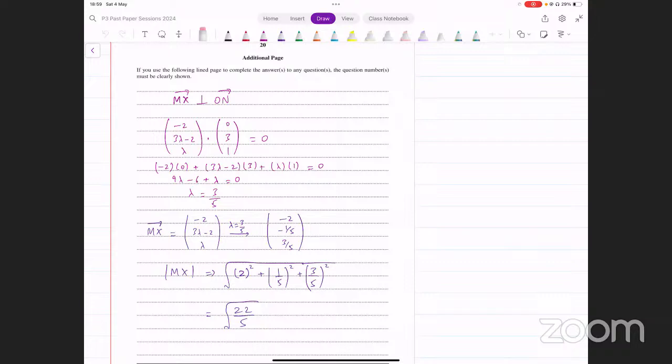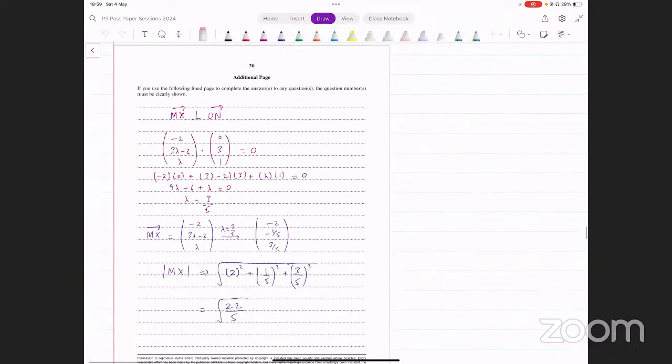Like I posted some polls for the other groups for M1 and S1. I'll do the same thing for P3 as well. I'll post a couple of polls on the group to decide whether we should be doing 2020 papers live now or just keep going backwards like this. In that case, we might end up skipping some of the 2020 papers. So you will see what happens after that poll.